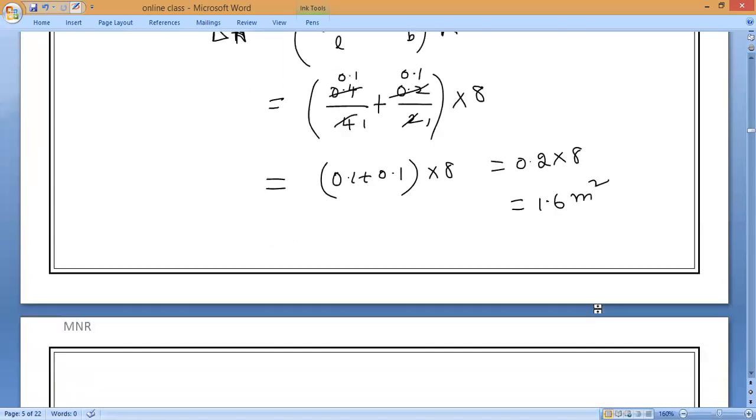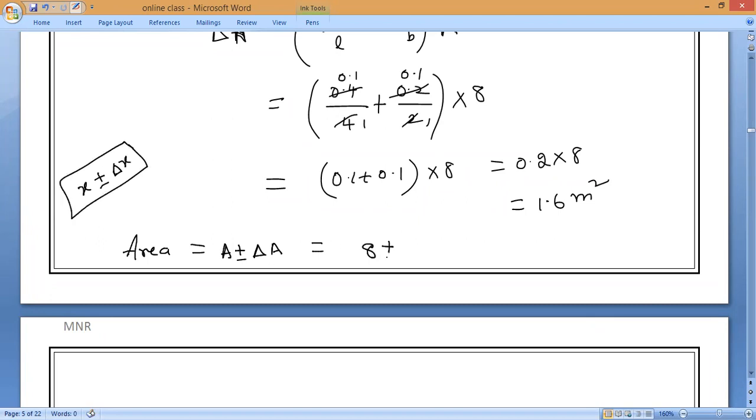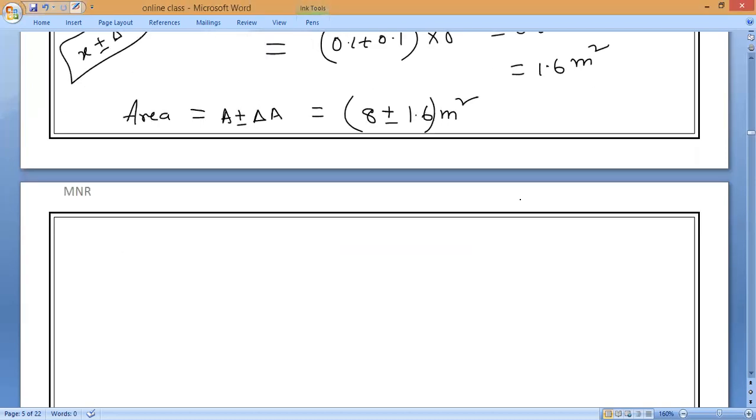So now can you tell me what is the total area? We all know area should be A plus or minus delta A. So that format should always be like that: x plus or minus delta x. So now tell me what is the answer? 8 plus or minus 1.6 square meter. That is the answer. Clear? Understood? Can you able to solve, brothers? Please finish it.